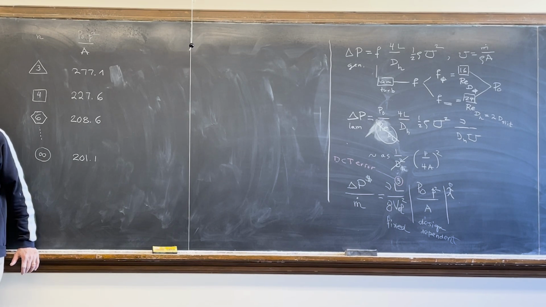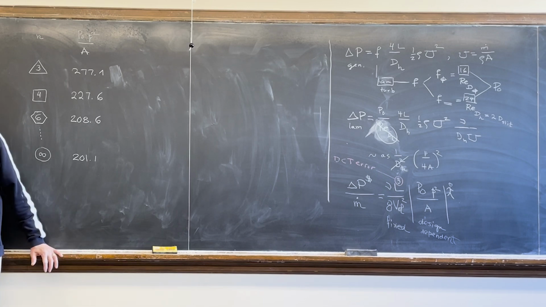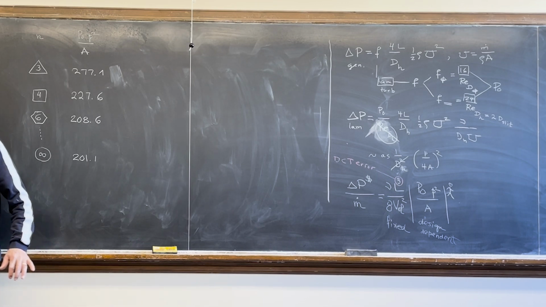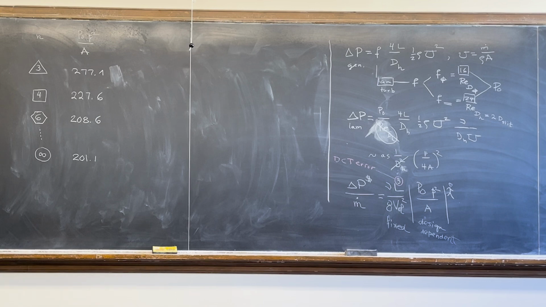Yeah, how about that? What about a slit? Louder? What about a slit? So n equals 2. Yeah, but the slit is not a regular polygon. We already know that the slit is inferior to this class.